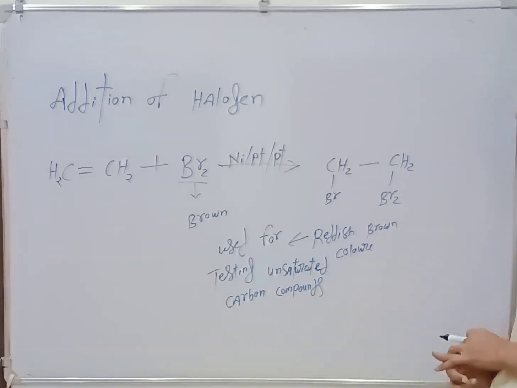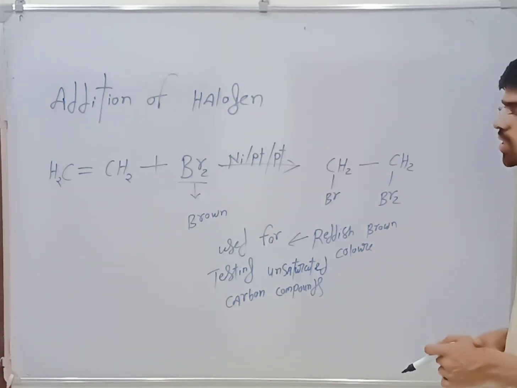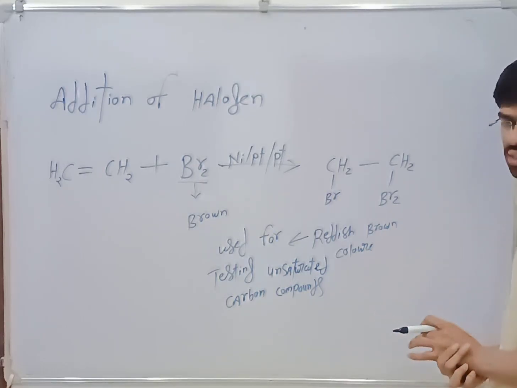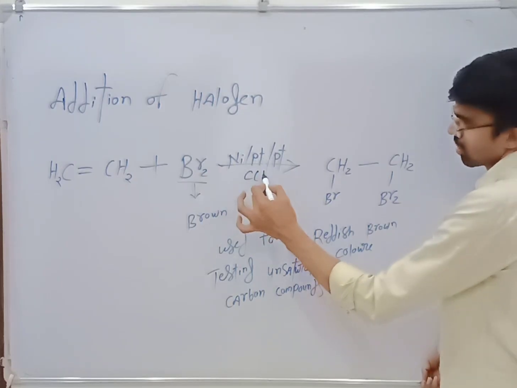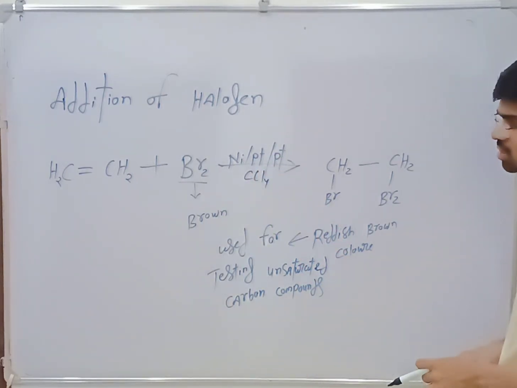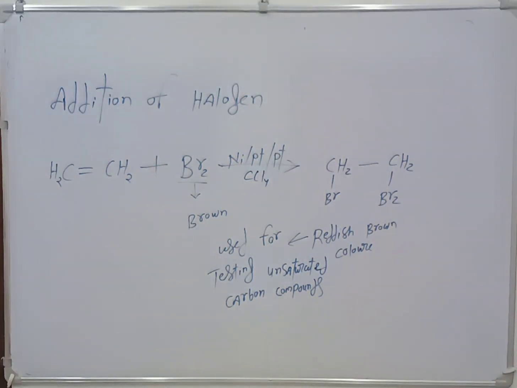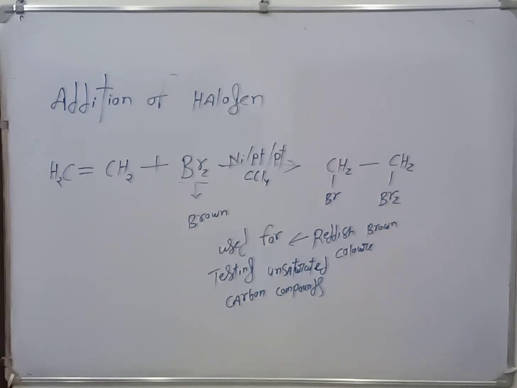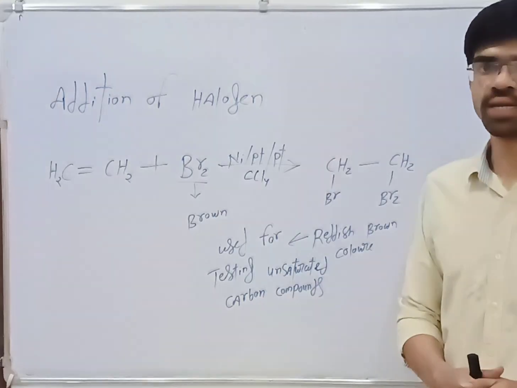So this is the addition of halogen. Whenever we react bromine with an unsaturated carbon compound, that is an alkene, in the presence of CCl4, it gives a reddish brown product. It confirms the presence of an unsaturated carbon compound. Okay, so this is all about the preparation of haloalkanes, and in the next part we will discuss the preparation of haloarenes.